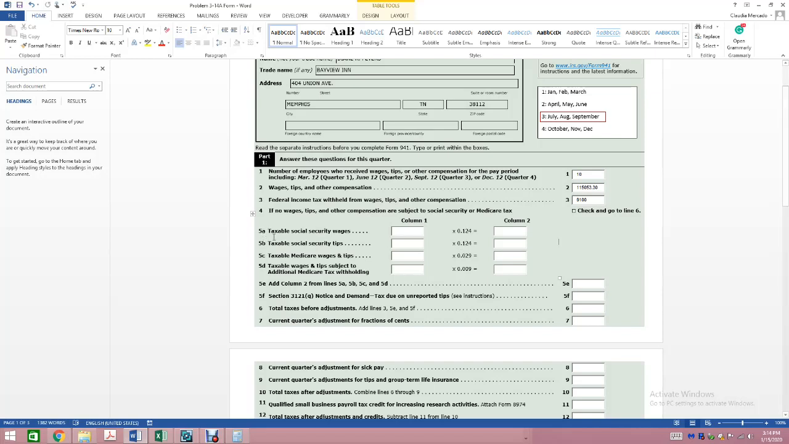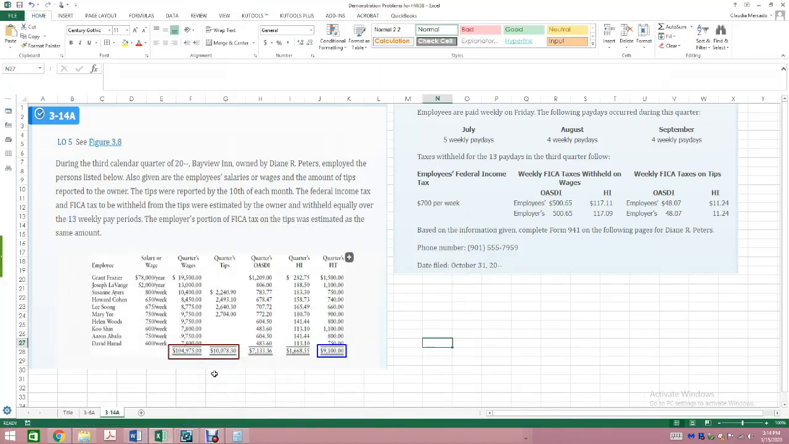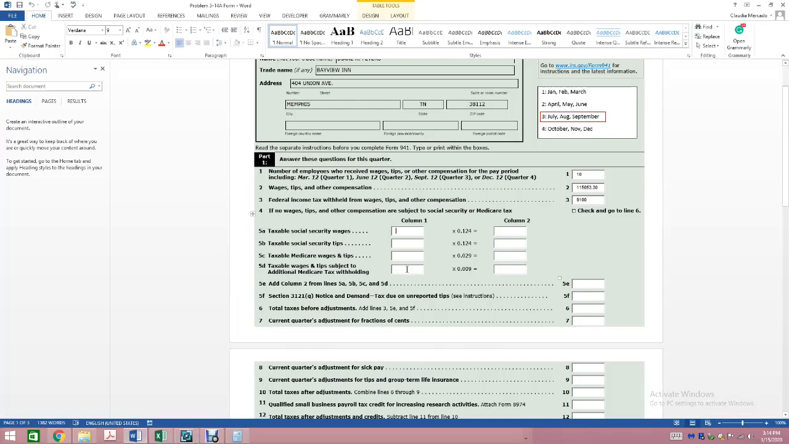Now we go to box 5A. It's telling me what is my taxable Social Security wages. Okay. They're asking about wages. So let's go back and see how much my wages are. My wages are $104,975. And that is my wages. Now that's what they're asking you for. So I'm going to copy that information over here. 104,975.